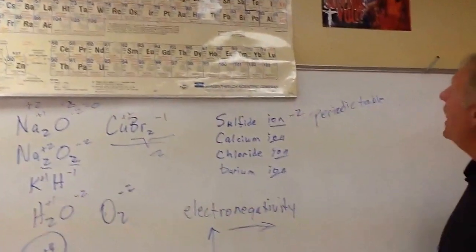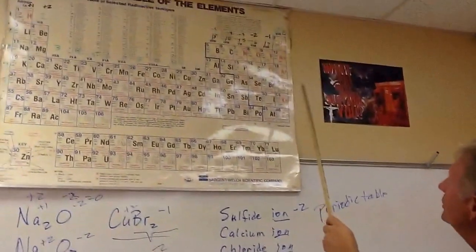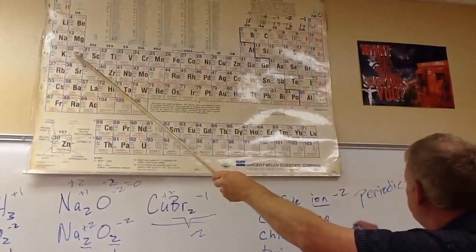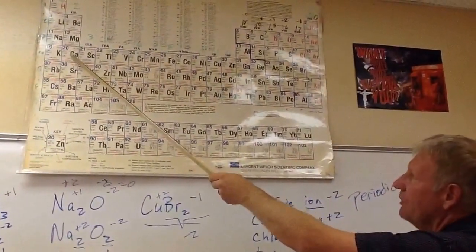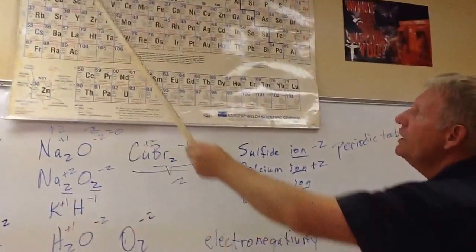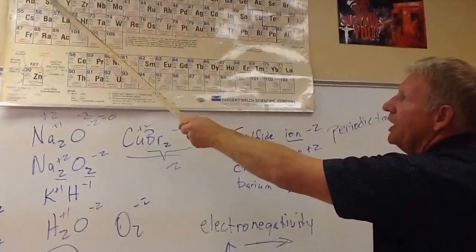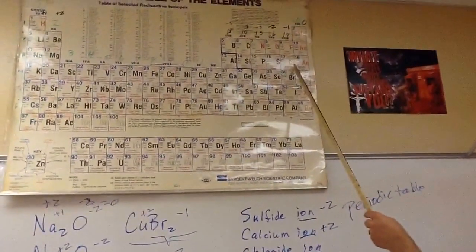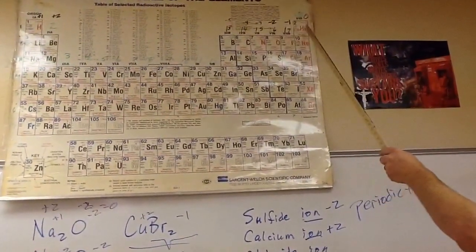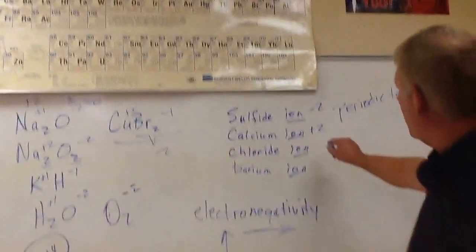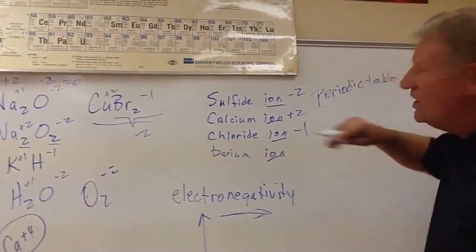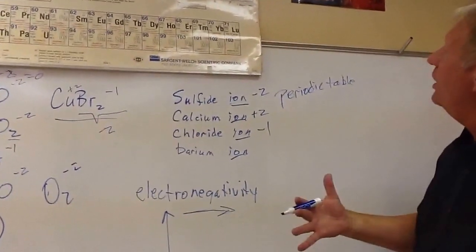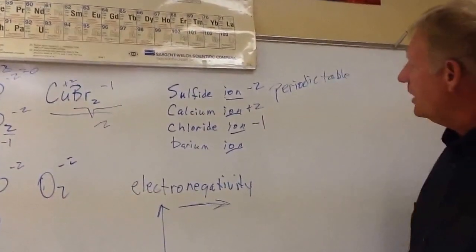Okay, so now let's go to calcium. Here's calcium, right over here. It's in group 2. That's a +2. What's the oxidation number for calcium? +2. Why? Because everything in group 1 is +1. Everything in group 2 is +2. Now let's go to chlorine. Wow, it's group 17. You know, group 18 is 0. Group 17 is -1. I could have said chloride ion, bromine ion, iodine ion. Anything in group 17 is -1.